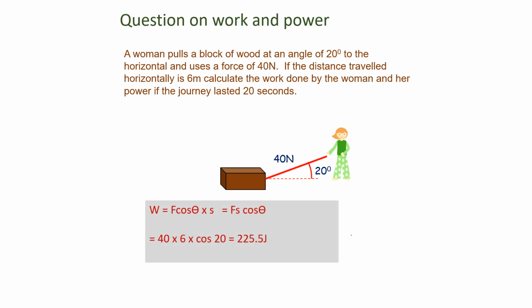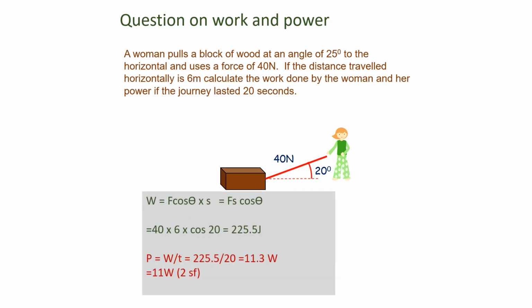We'll use the horizontal component of the force to calculate the work done, which is 40 cos 20, and we'll then multiply that by the distance travelled in that direction, which is 6 meters. So we get 40 times 6 times cos 20 degrees, which equals 225.5 joules. That was the work done, and now the power, which is work done over time taken. So just divide that value by 20 seconds. We get 11.3 watts, or 11 watts to two significant figures.